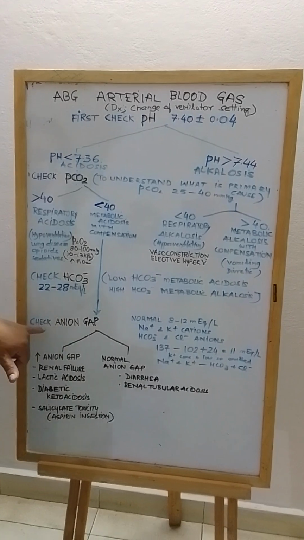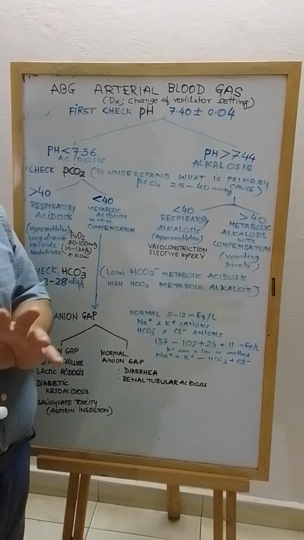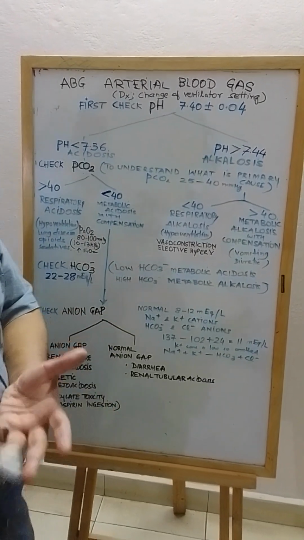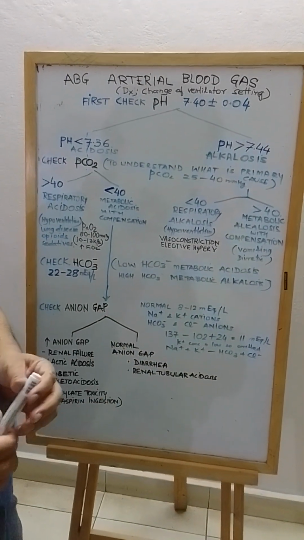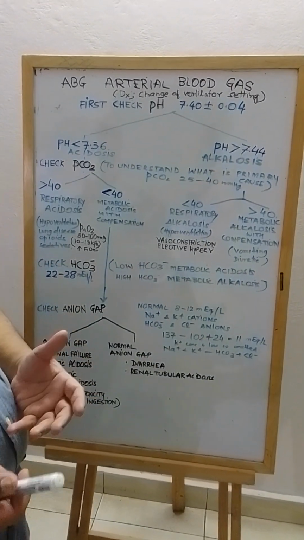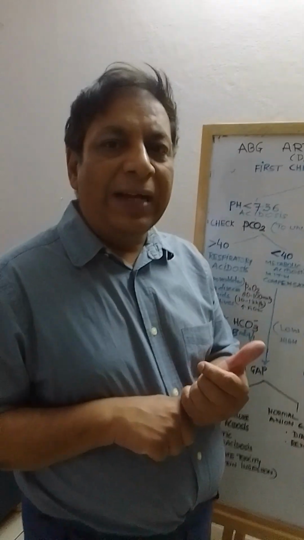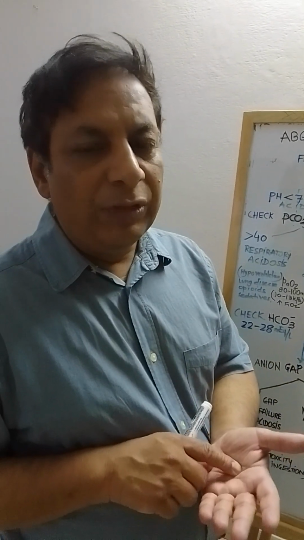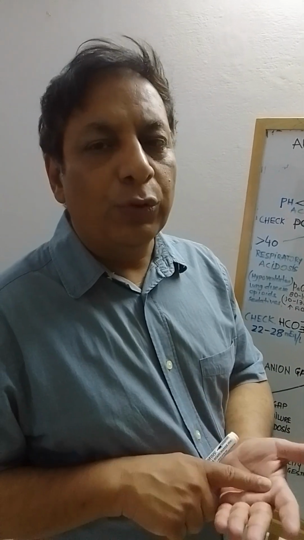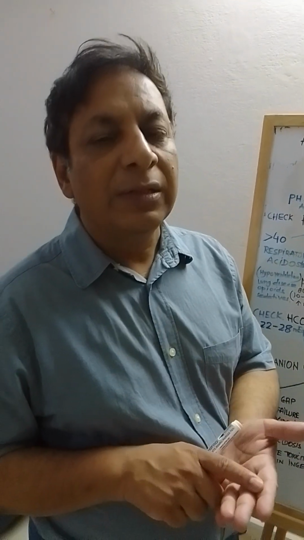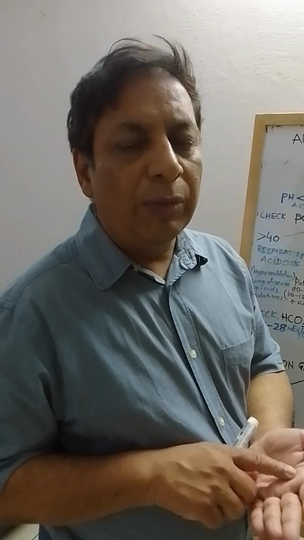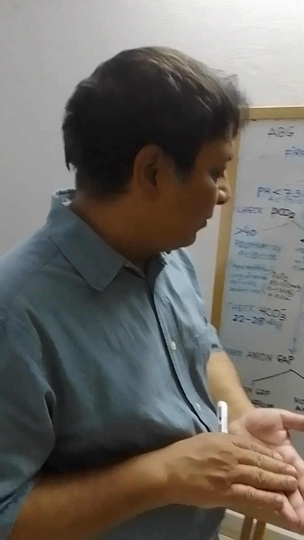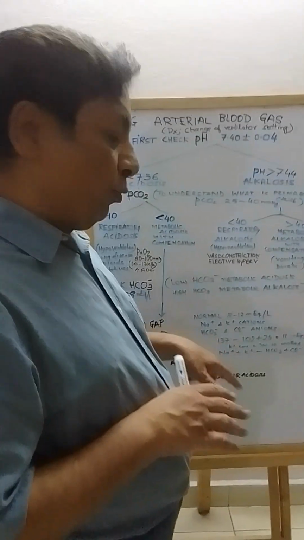Then one term you might be hearing is the anion gap. What is the relevance of the anion gap in ABG? Normally there are cations and anions. The predominant cation is sodium, which has a plus charge. So sodium plus, potassium plus, these are the normal cations, and anions are chloride and bicarbonate.